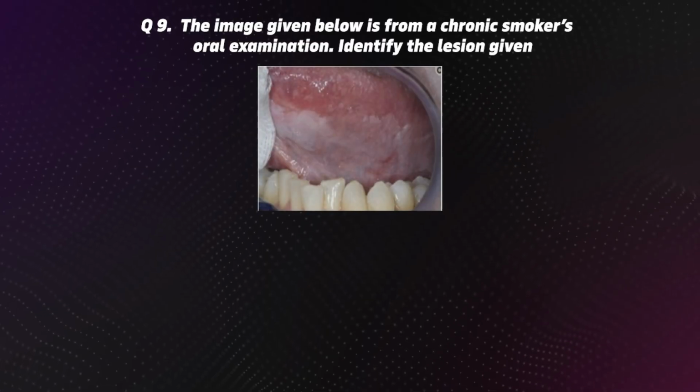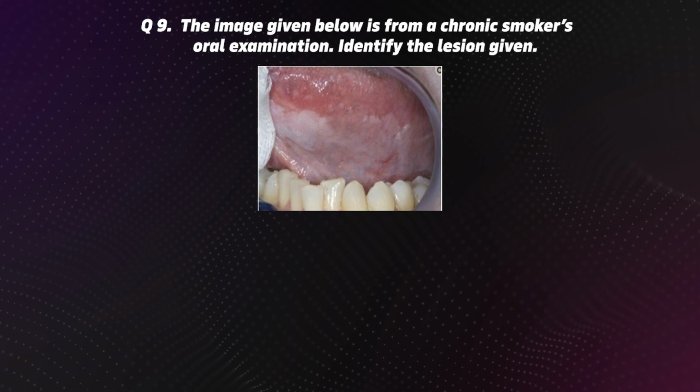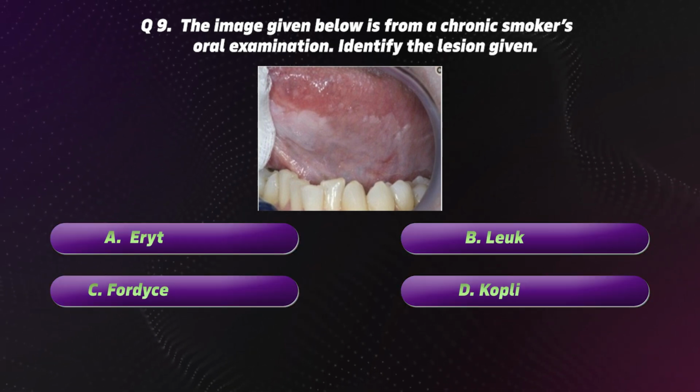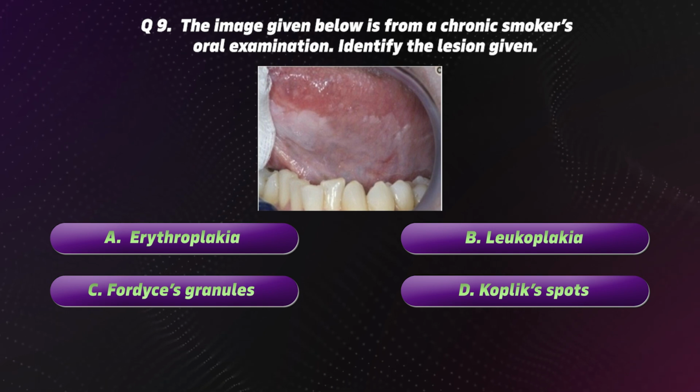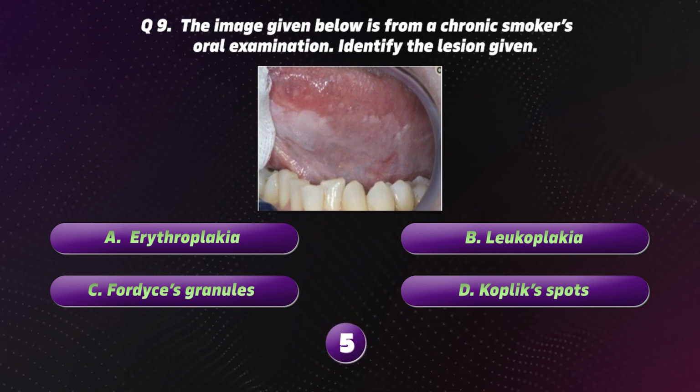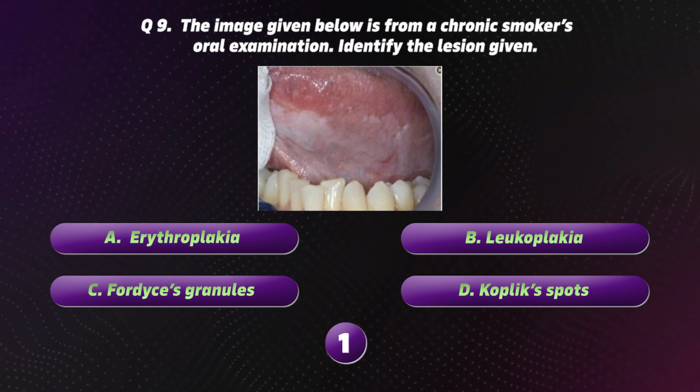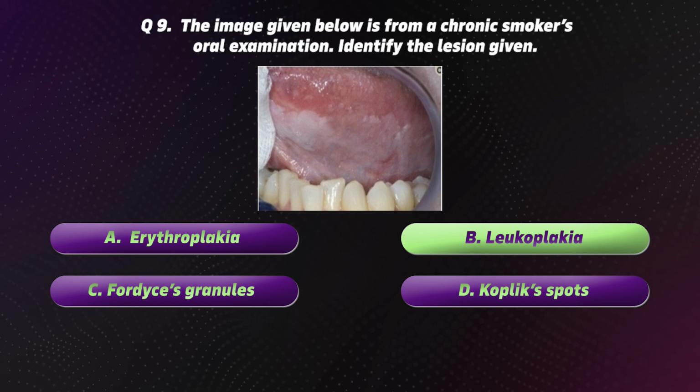Question 9. The image given below is from a chronic smoker's oral examination. Identify the lesion given. Here are the options. A. Erythroplakia. B. Leukoplakia. C. Fordyce's granules. D. Koplik spots. And the correct answer is option B, leukoplakia.